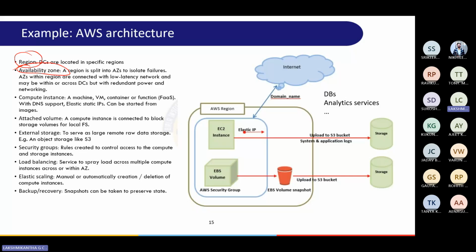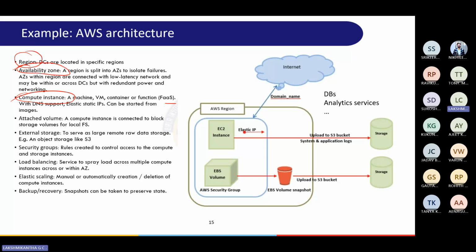And the third one is compute instance. Guys, this is your actual computing unit. Our actual computing machine, our VM, our container, or even a function, FaaS. Usually we call it FaaS. Okay, so these instances can be started from pre-configured images and can have elastic static IPs for consistent addressing.